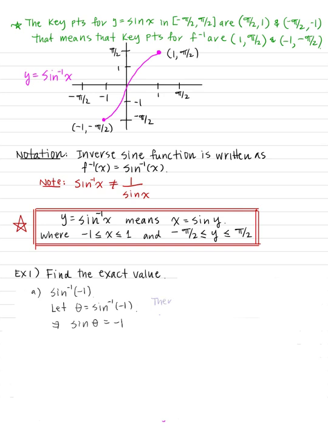So I'm going to say then theta is the angle between -pi/2 and pi/2 whose sine equals -1. If you have memorized the sine graph, I think you're good to go.